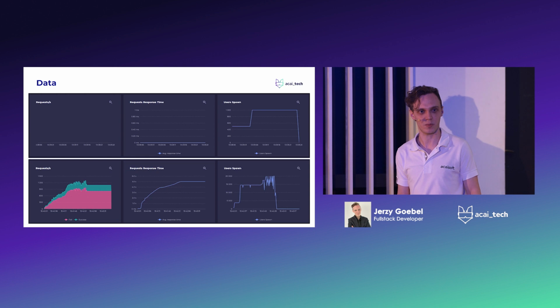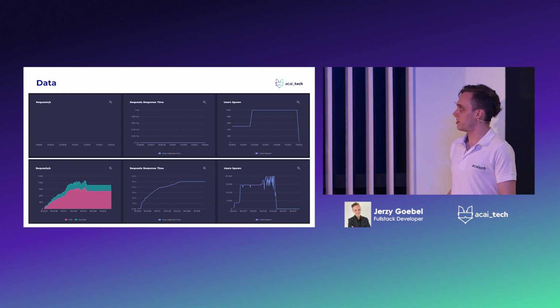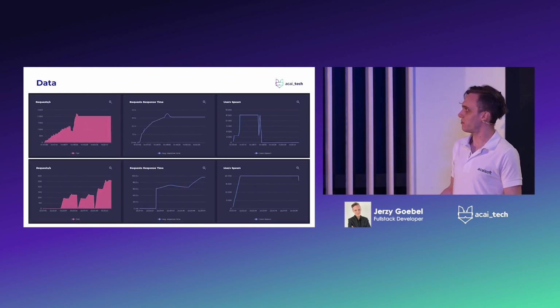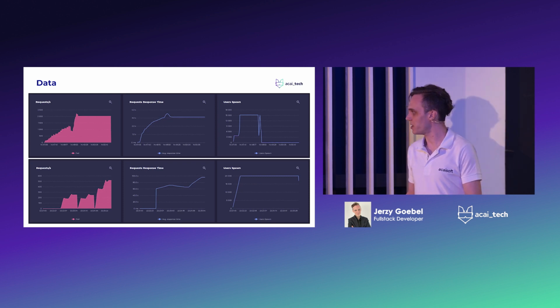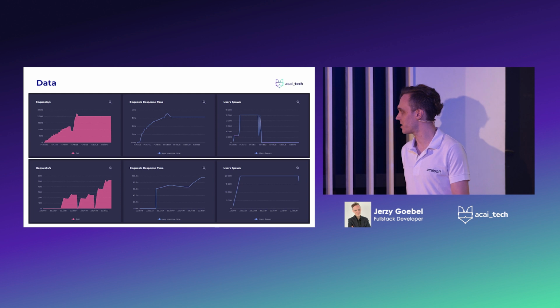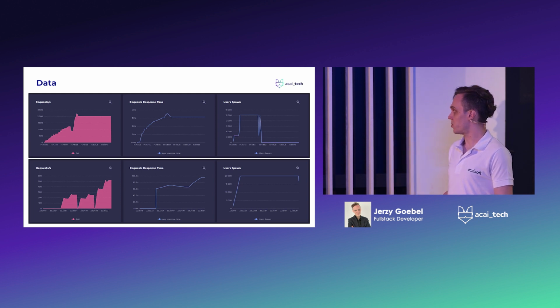Again, something wrong is happening here. And even more examples. Again, flatlining, no successes though, even worse. And here, some dips, some spikes. Although user spawn seems to be completely good, well, something wrong happened.